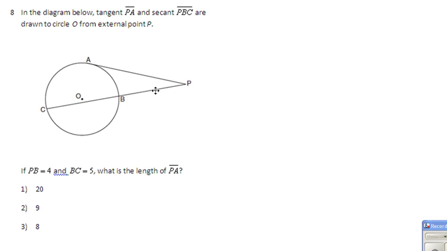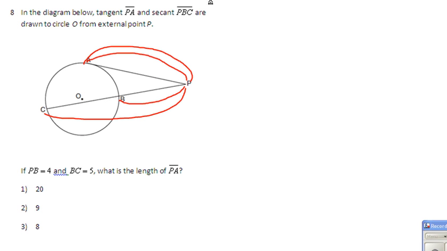Now, here we have tangent and then secant. The relationship here is that tangent squared, when you multiply this one twice by itself, that's equal to outer line segment times the whole thing. Now, then the values are, here we see PB is equal to 4, and then BC, this portion is equal to 5. And of course we don't know the PA, which we call it as x.